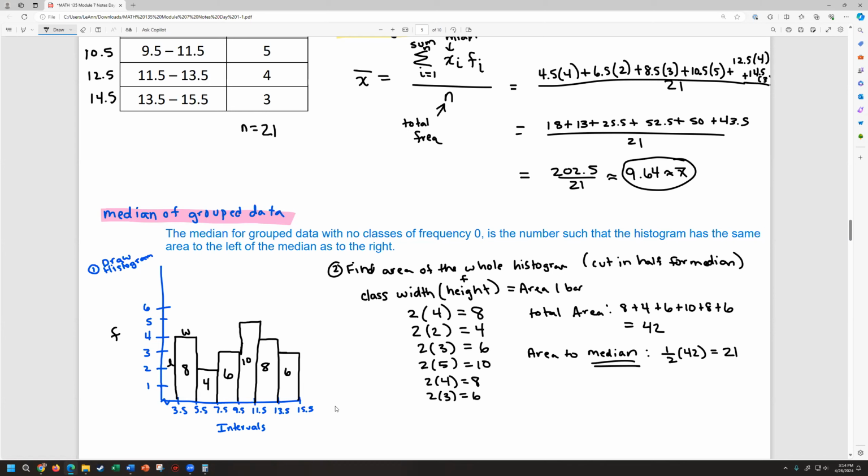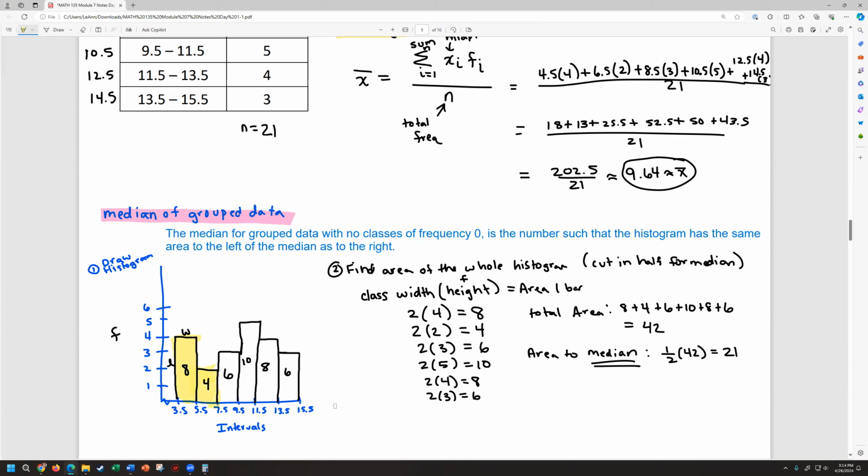Now, why does that help us? Essentially, we're not always going to get lucky and say, oh, the median just so happens to magically be 9.5 or 7.5. It doesn't usually end up as one of our endpoints unless we get really lucky. We need to figure out which bar we would be in once we've accumulated 21 items. So what that means is, as you're going from left to right, notice if I just highlight this bar, I have 8 items in my list. If I highlight the next bar, now I have 8 plus 4. I have 12 items in my list.